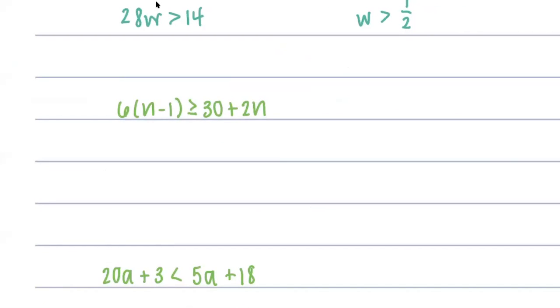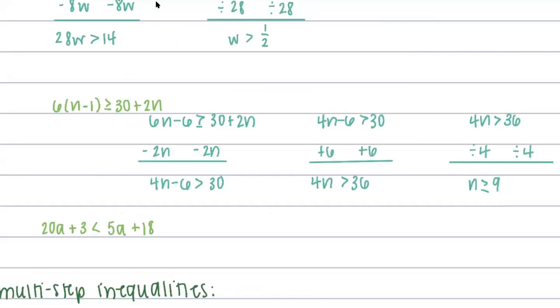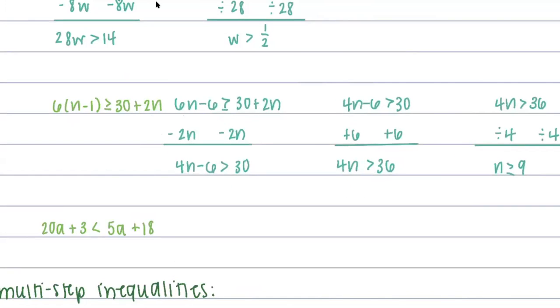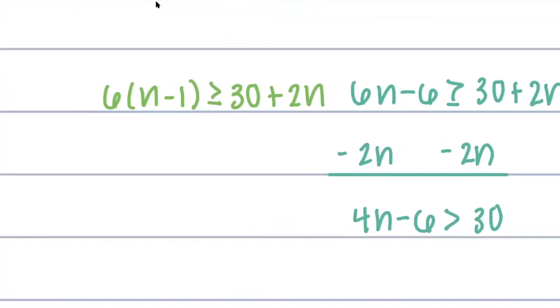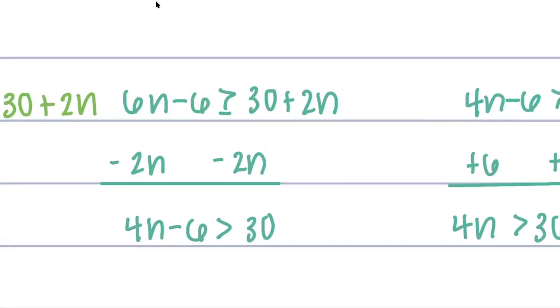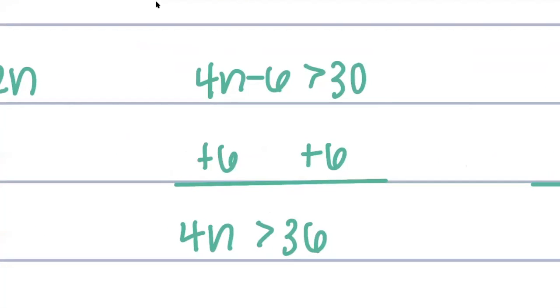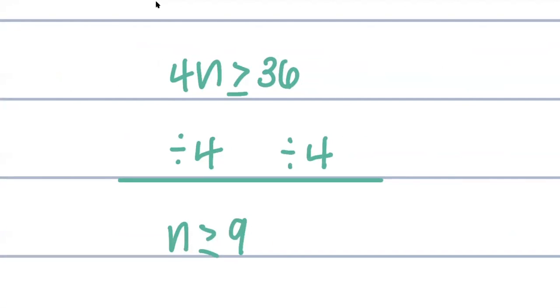Let me get my answers up for this one. So for this one, you should have gotten n is greater than or equal to 9. So I'm going to go through that really quick. After you multiply this out, you get 6n minus 6. So then you're going to subtract 2n from both sides. And then you should get 4n minus 6 is greater than 30. Then after that, you would add 6 to both sides to get 4n is greater than or equal to 36. And then divide by 4 to get n is greater than or equal to 9.